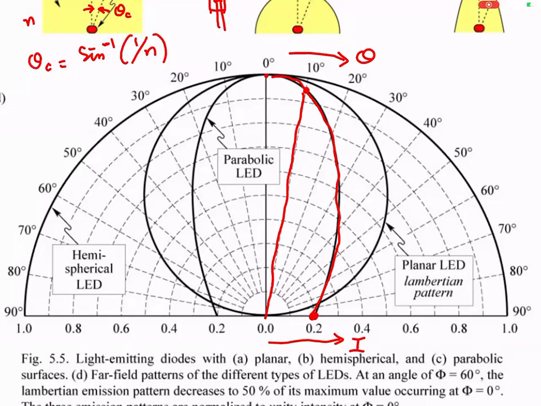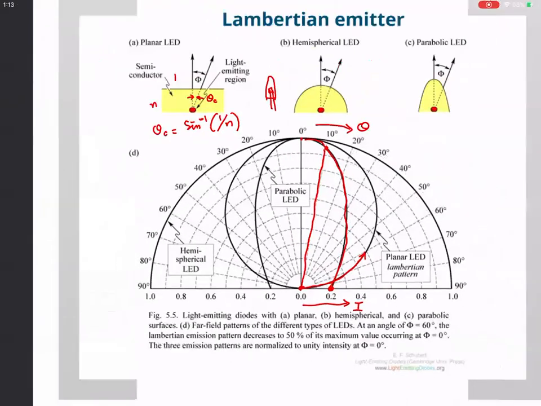In the case of a Lambertian, of course, it goes to 0. As you can see, it's a circle, right? That's a Lambertian, which is an example of the planar LED. And the hemispherical LED is the perfect hemisphere, the outside curve. And you can derive all this pretty easily.